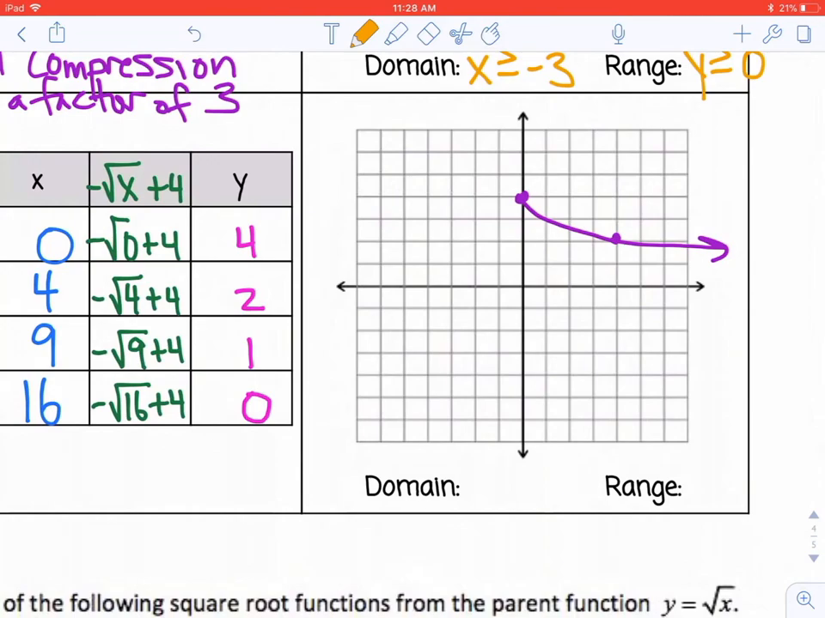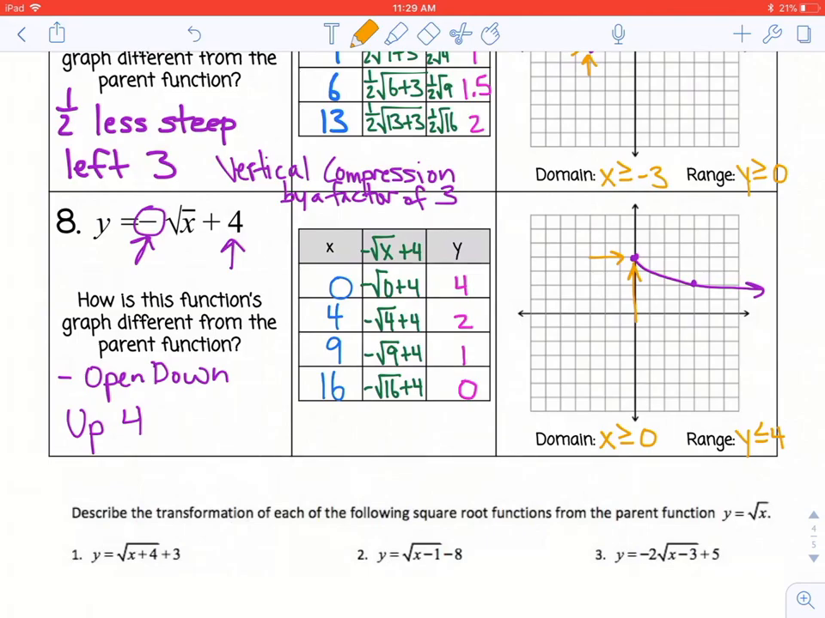Domain is always what can your x be. In this case, x starts at 0, and then it goes up because it goes to the right forever. So x is greater than or equal to 0 is our domain. And then the range starts at 4, and then it goes down. So the range would be y is less than or equal to 4. All right, so that's it for the rest of the examples of graphing.